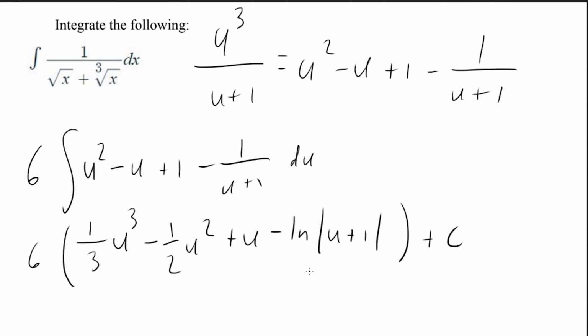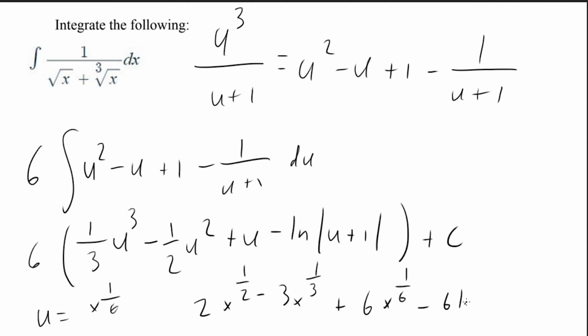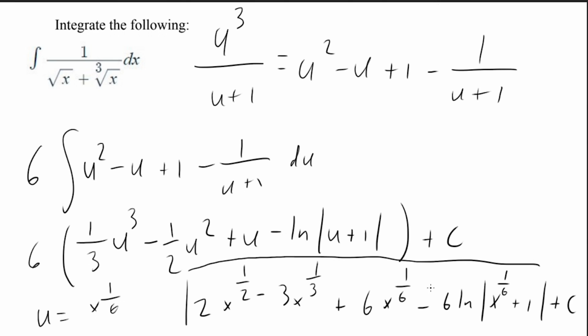And so now plugging back in, we know that u equals x to the 1/6, and so we will plug that back into the original expression and multiply through by 6, and the final answer will be 2x to the 1/2 minus 3x to the 1/3 plus 6x to the 1/6 minus 6 ln absolute value of x to the 1/6 plus 1 plus c. And so this right here is our answer. I'll box it up here.